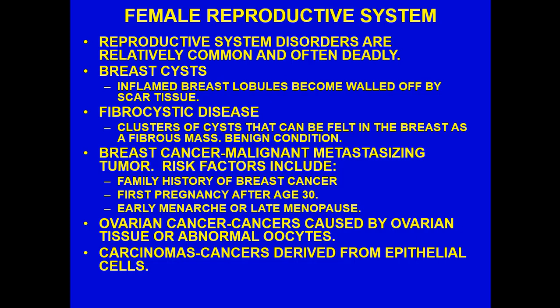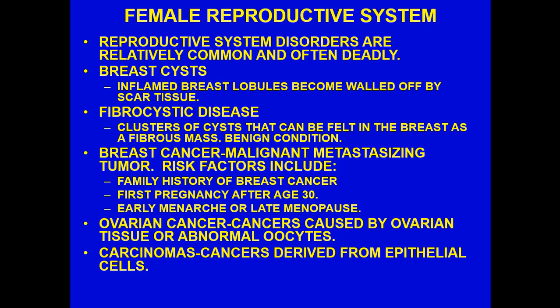Okay, reproductive system disorders. They're relatively common, often deadly. We have to be mindful of some of them. We talk about breast cysts, and these are inflamed breast lobules that become walled off by scar tissue. This can form clusters of these cysts, and this is where we get fibrocystic disease. So it can be felt in the breast as a fibrous mass. It's still, though, a benign condition.